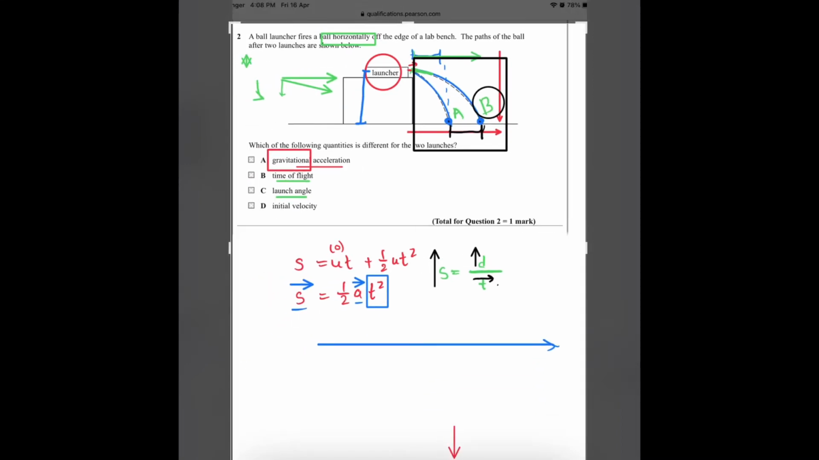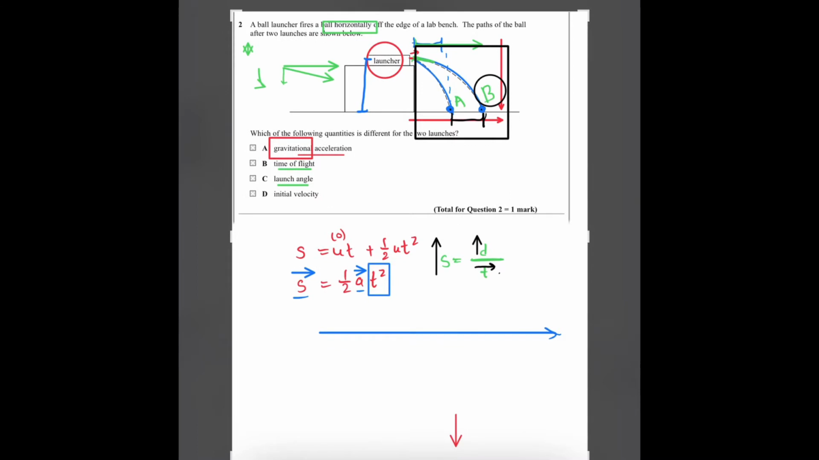So for B, the launch angle was the same, the gravitational acceleration was the same, the time of flight was the same, but the initial horizontal velocity for B was higher than that of A. So the range, the horizontal distance covered, was also higher for the same time of flight.